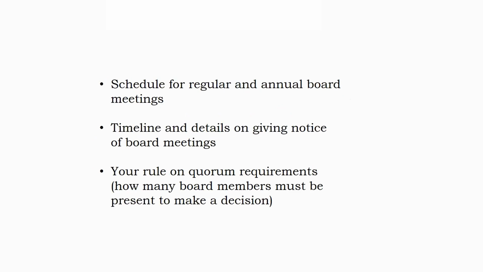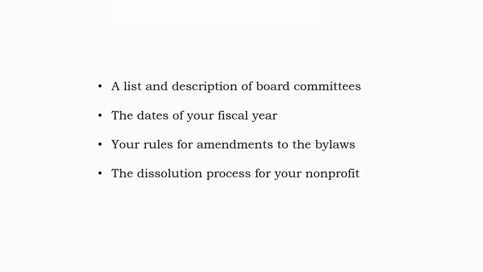Schedule for regular and annual board meetings. Are you meeting the first Saturday of every quarter? Timeline and details on giving notice of board meetings. Your rule on quorum requirements. This is how many board members must be present to make a decision. A list and description of your board committees.